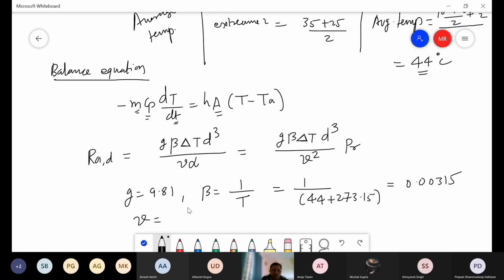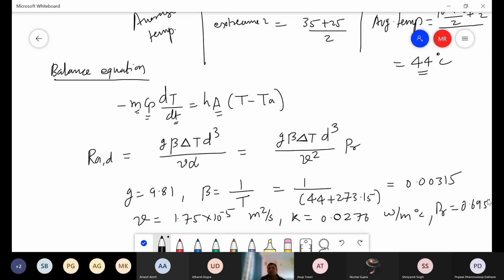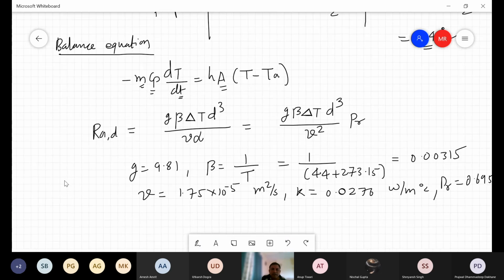The other properties are already given. The kinematic viscosity is given as 1.75 into 10 raised to power minus 5 meter square per second, and thermal conductivity is also given, that is 0.0276 watt per meter degree Celsius, and the Prandtl number is also given as 0.695. Okay, so now let's calculate the Rayleigh number.